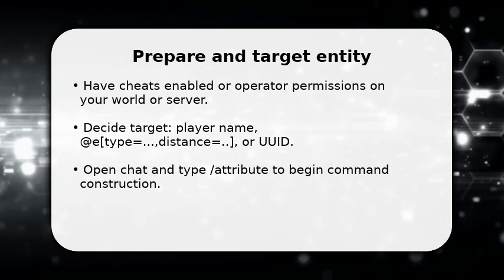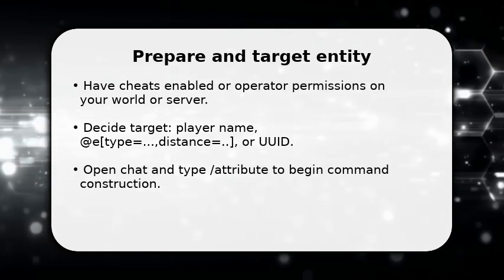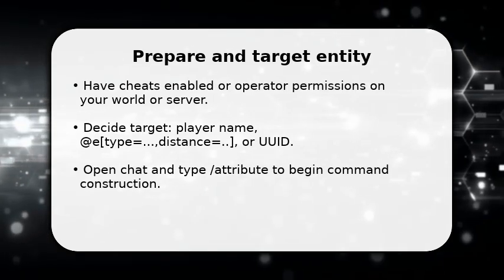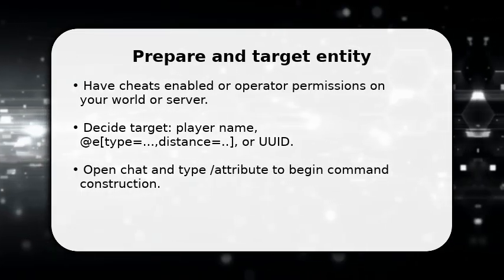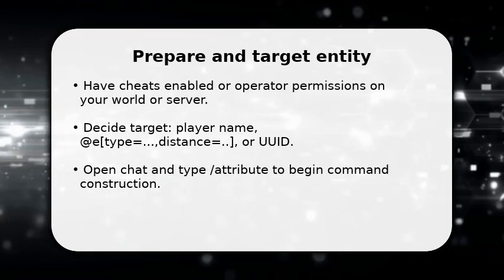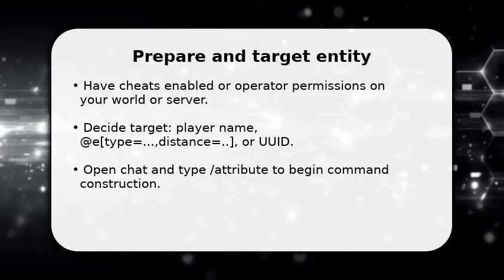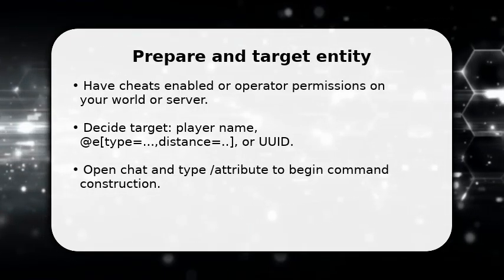Enjoy the video. You need permissions first. Once you have them, pick the exact target you will modify. Start by choosing the attribute name like generic.max_health or generic.movement_speed and the target selector: player name, @e[type=...], distance=..., or UUID.